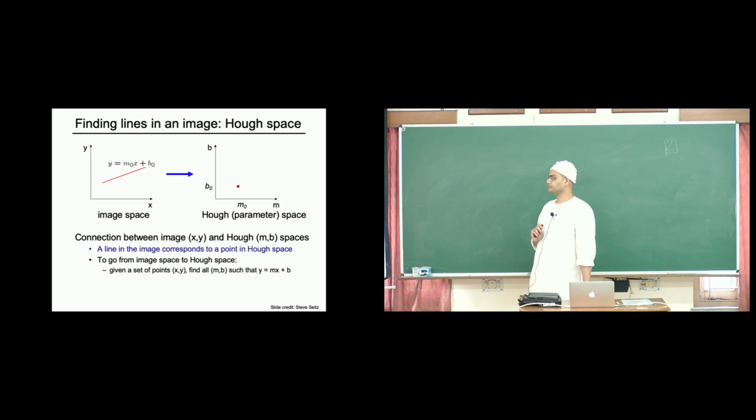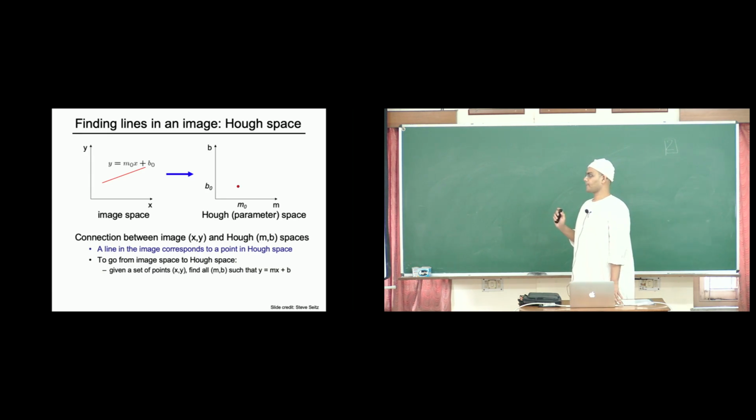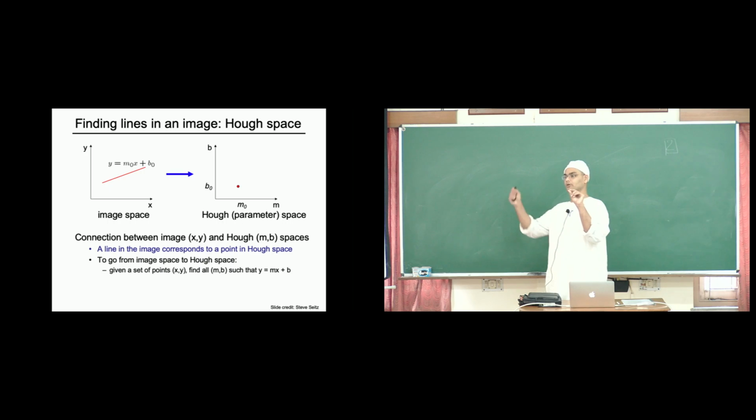Now, if I give you a set of points x, y, I am just going to find all the m, b such that y is equal to mx plus b. This is the idea. Now, given a set of points x, y, find all m, b. Okay, all m and b. For one point, I am going to find all the m and b that satisfy this. So, how many of those can be possible?